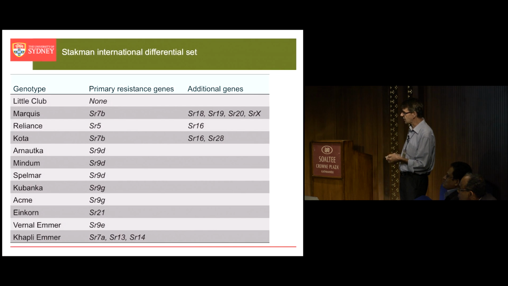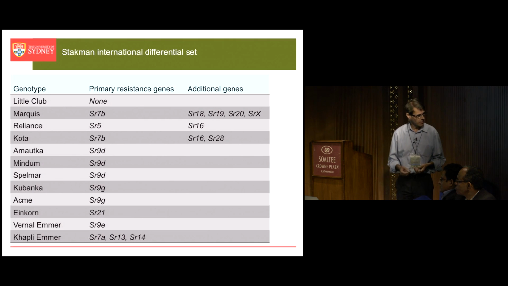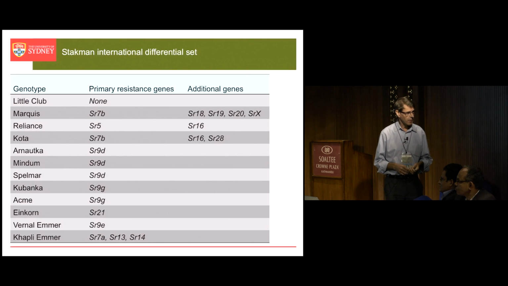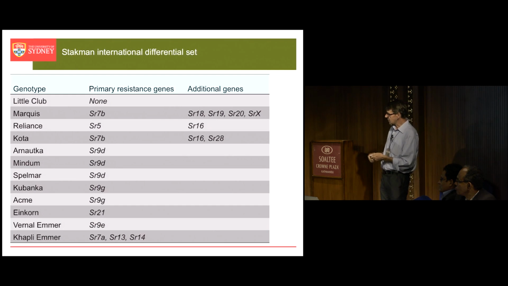Now these you can see are alleles at this SR9 locus. We were talking about this yesterday. Some of these actually have the same gene. So Arnautka, Comindum and Spelmar actually have the same resistance gene in them. So there's really very little value in including all 3 of those in a differential set. But nonetheless, they are different alleles, and here's SR9E down here.